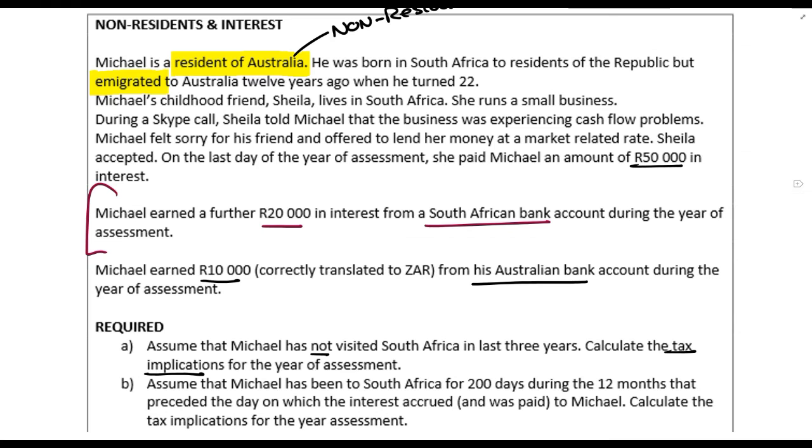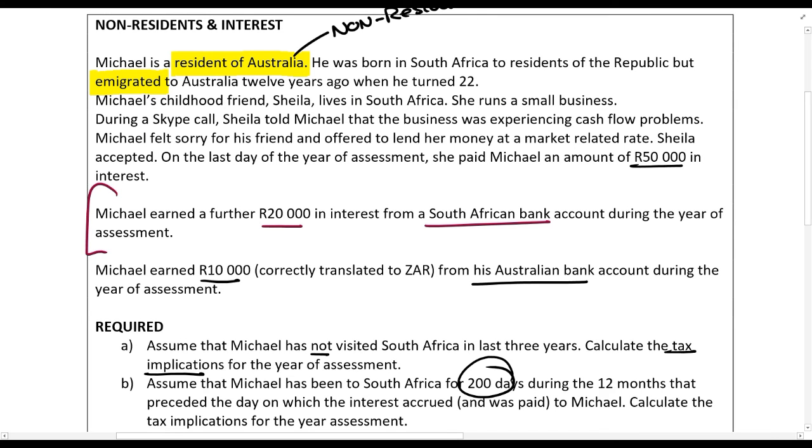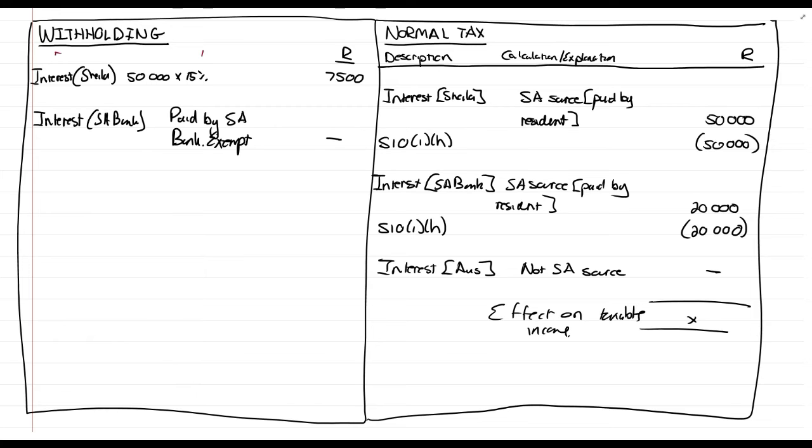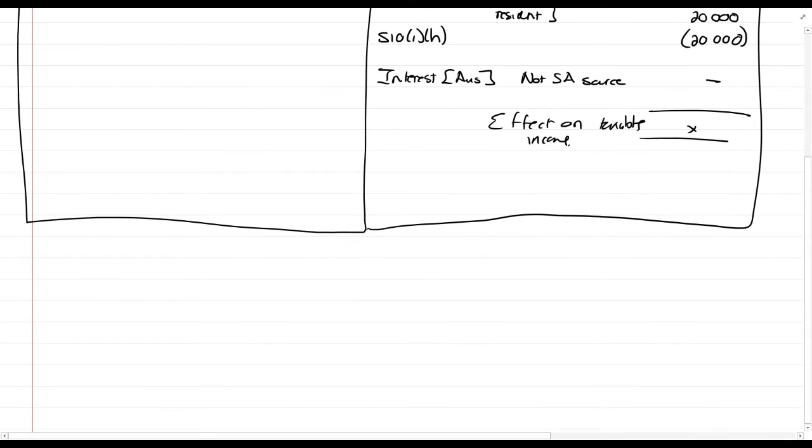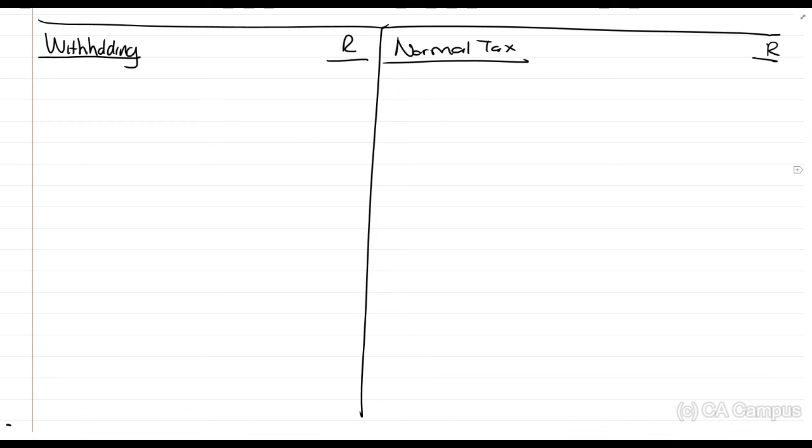So now let's look at our next situation. In our next situation we say, okay, now assume that he has been in South Africa for more than 183 days in the last 12 months. So we'll have our same break again. So guys, I'm not putting the headings down now in the interest of time. Right, but let's go through it.